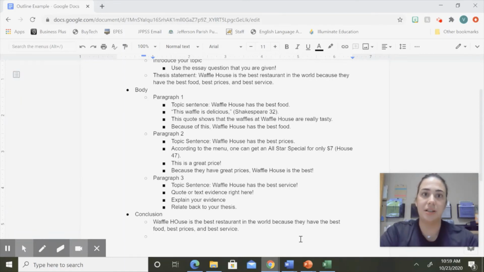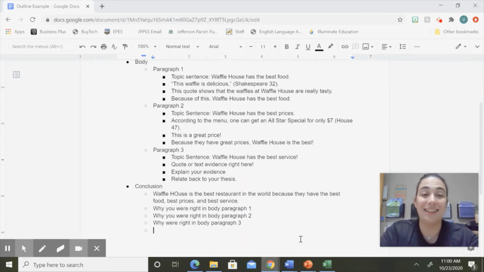So in your conclusion, then you're going to summarize your main points. So this second sentence should be why you were right in body paragraph 1. Second sentence, why you were right in body paragraph 2. And then the third sentence, why you were right in body paragraph 3. I have an error there, but don't look at it.